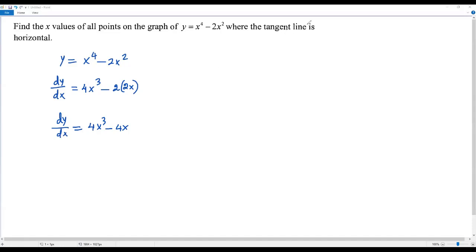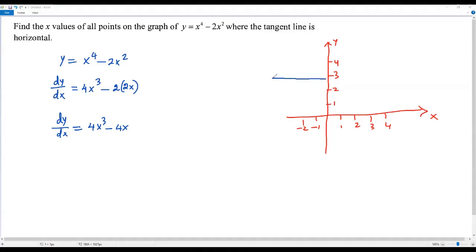How is it possible? Okay, let's discuss with an xy plane over here. So here x-axis and here y-axis. 1, 2, 3, 4. Here we have negative 1, negative 2, and we have 1, 2, 3, 4. Okay, now I'm going to draw a horizontal line at y equals 3. Okay, so this is a horizontal line. Its equation is y equals 3.